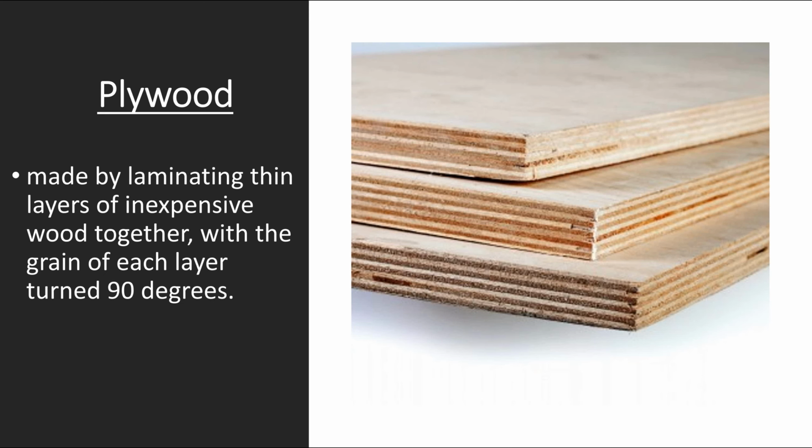Then you have plywood. This is made by laminating thin layers of inexpensive wood together with the grain of each layer turned at 90 degrees. So if you were to look at the ends, you can see that there are lots of layers of this wood, okay? Lots of plies. Think of your 2-ply toilet paper. It means there are layers to it.